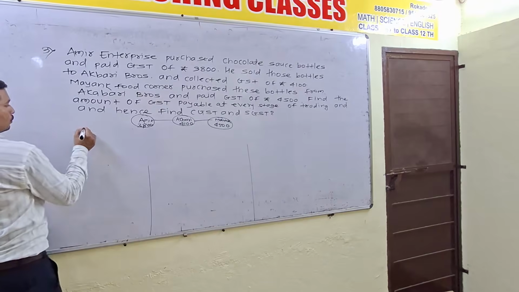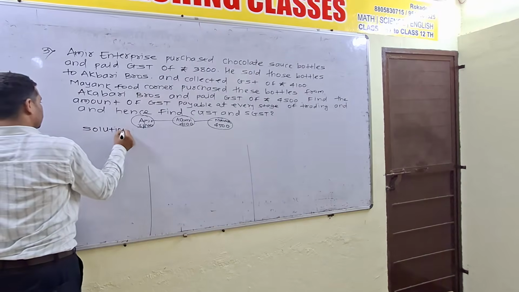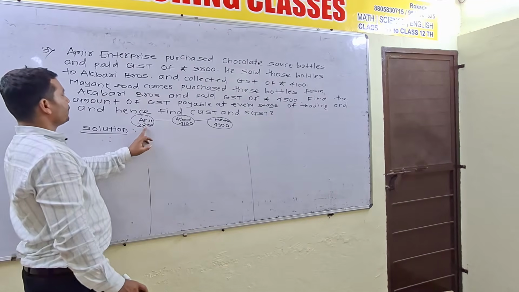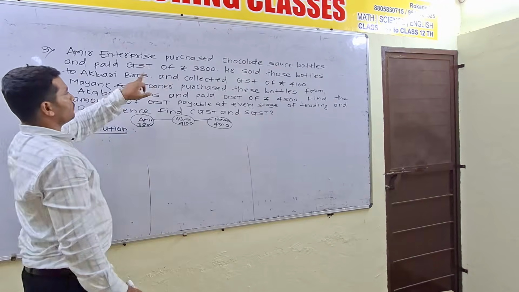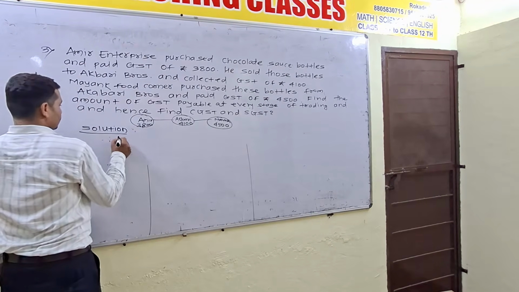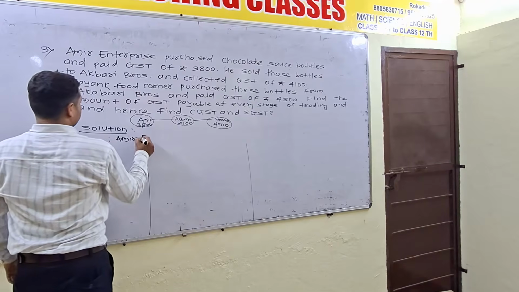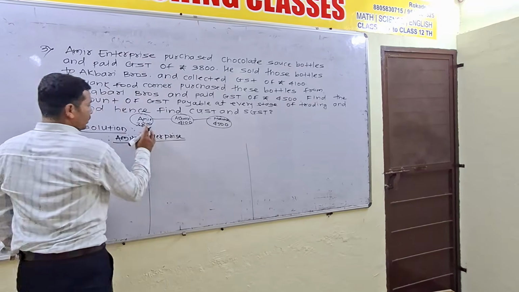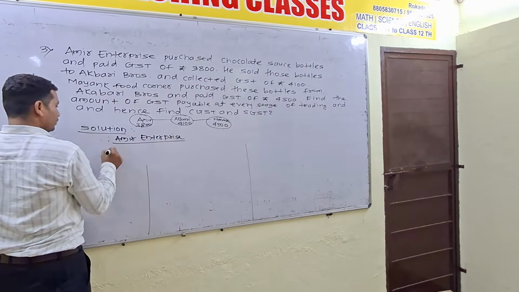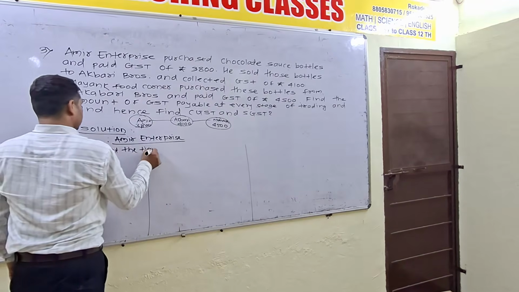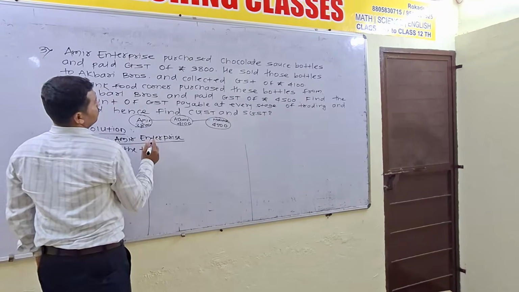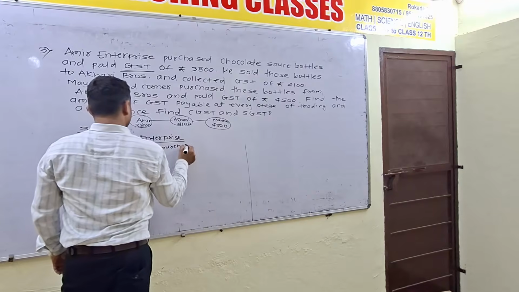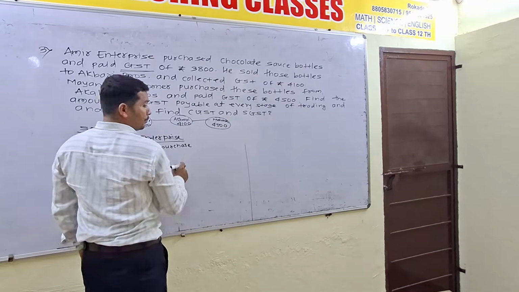Next one: find the amount of GST payable at every stage. Input tax, output tax. Okay, last one. So write down here again: solution. Amir Enterprises purchased a chocolate bar. Let's write down here Amir Enterprises. At the time of purchase, paid GST. How much GST paid at the time of purchase? At the time of purchase, which tax?